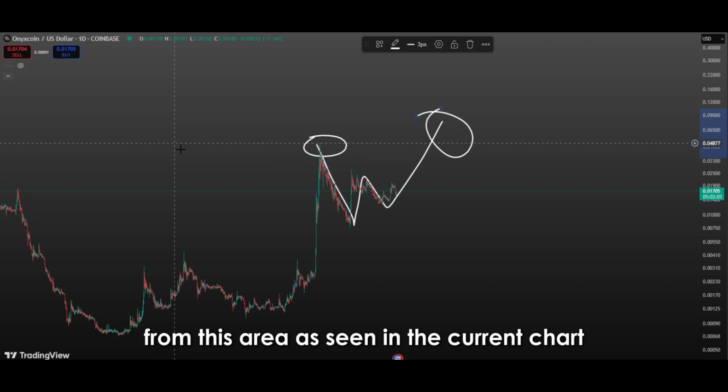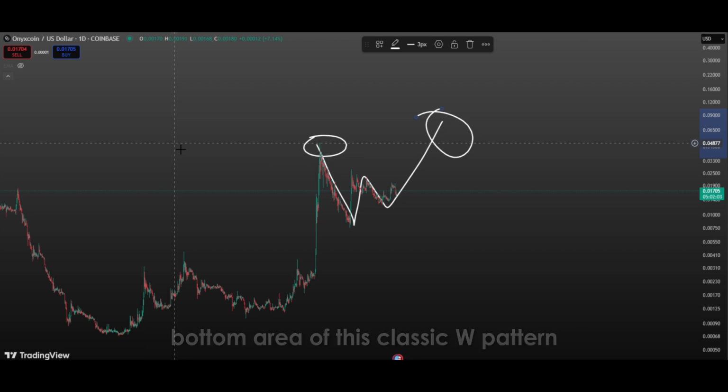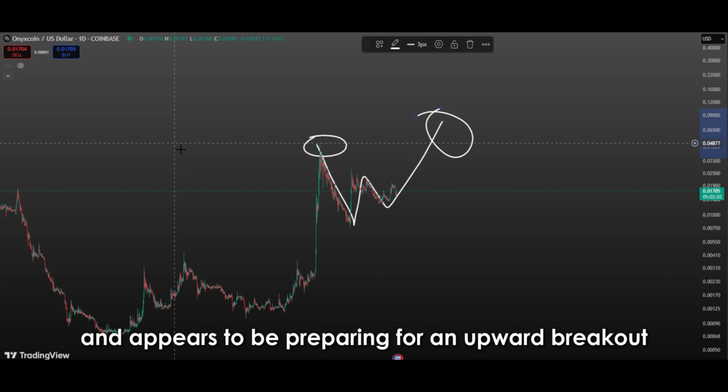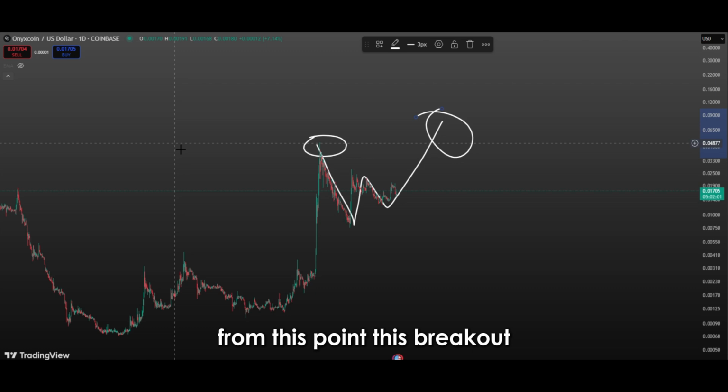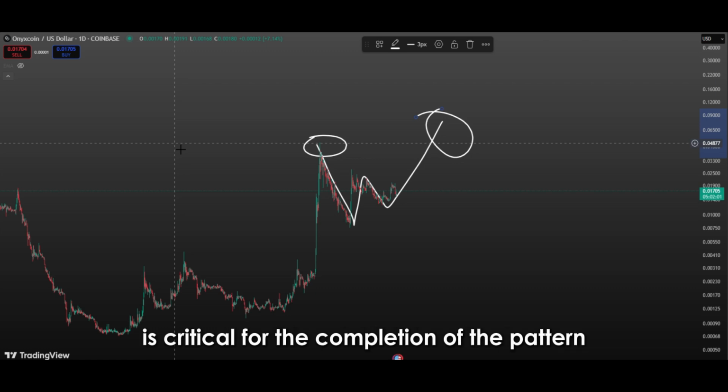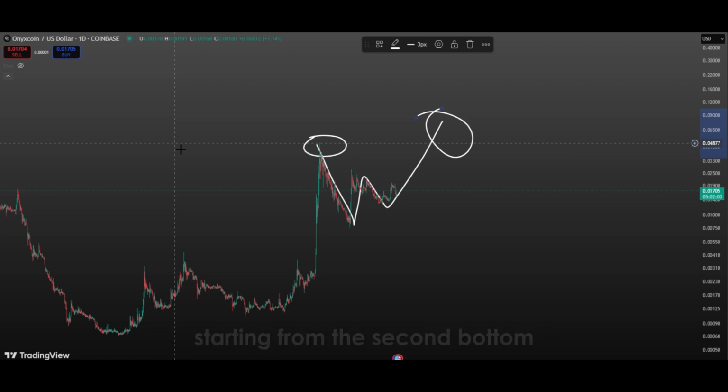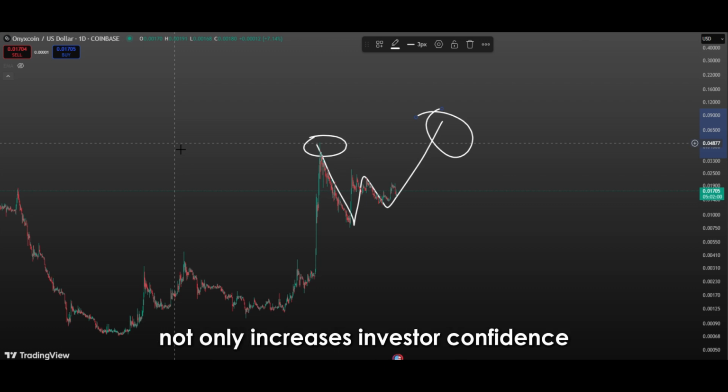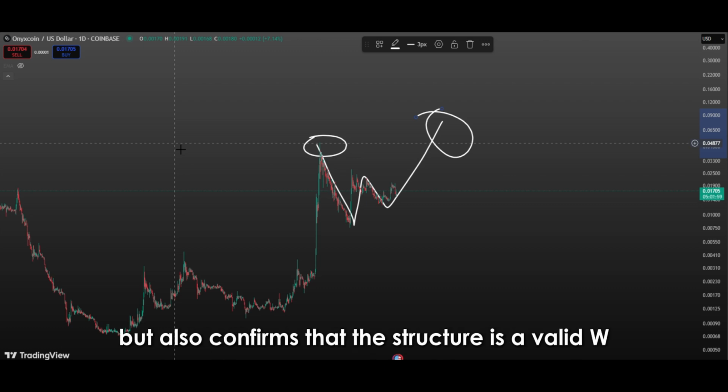As seen in the current chart, the price is located in the second bottom area of this classic W pattern and appears to be preparing for an upward breakout from this point. This breakout is critical for the completion of the pattern. A strong and decisive upward move starting from the second bottom not only increases investor confidence, but also confirms that the structure is a valid W pattern.